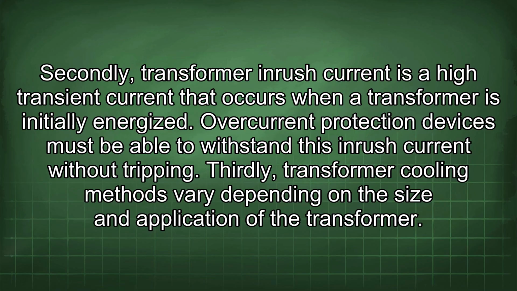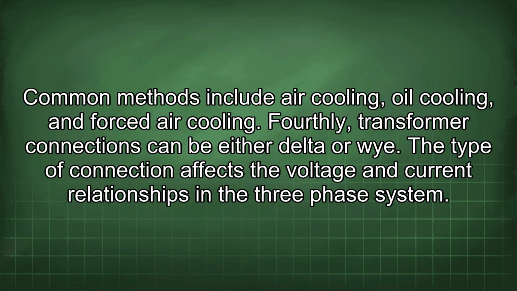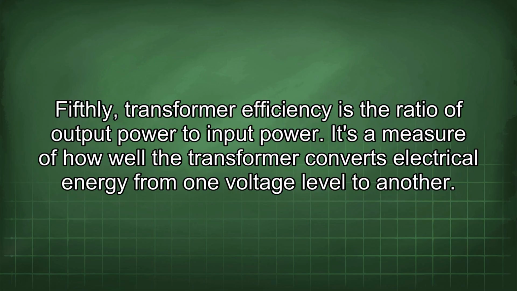Thirdly, transformer cooling methods vary depending on the size and application of the transformer. Common methods include air cooling, oil cooling, and forced air cooling. Fourthly, transformer connections can be either delta or Y. The type of connection affects the voltage and current relationships in the three-phase system. Fifthly, transformer efficiency is the ratio of output power to input power. It's a measure of how well the transformer converts electrical energy from one voltage level to another.